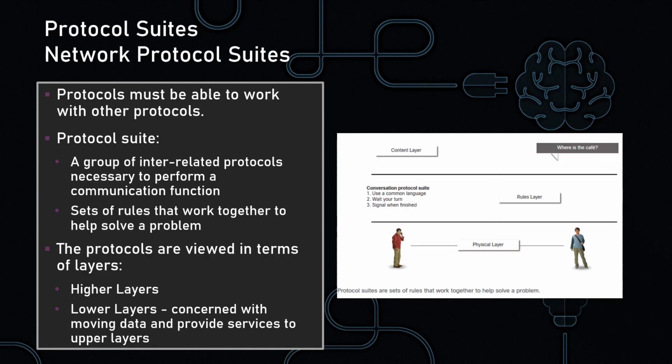Now, protocols have to be viewed in terms of hierarchy, higher and lower layers. Higher layers deal with being able to do more complex tasks. The actual content of the message is considered higher layer because communicating that message is more fundamental than actually interpreting it once it's been moved. Lower layers are dealing with moving data and then providing services to the upper layers.